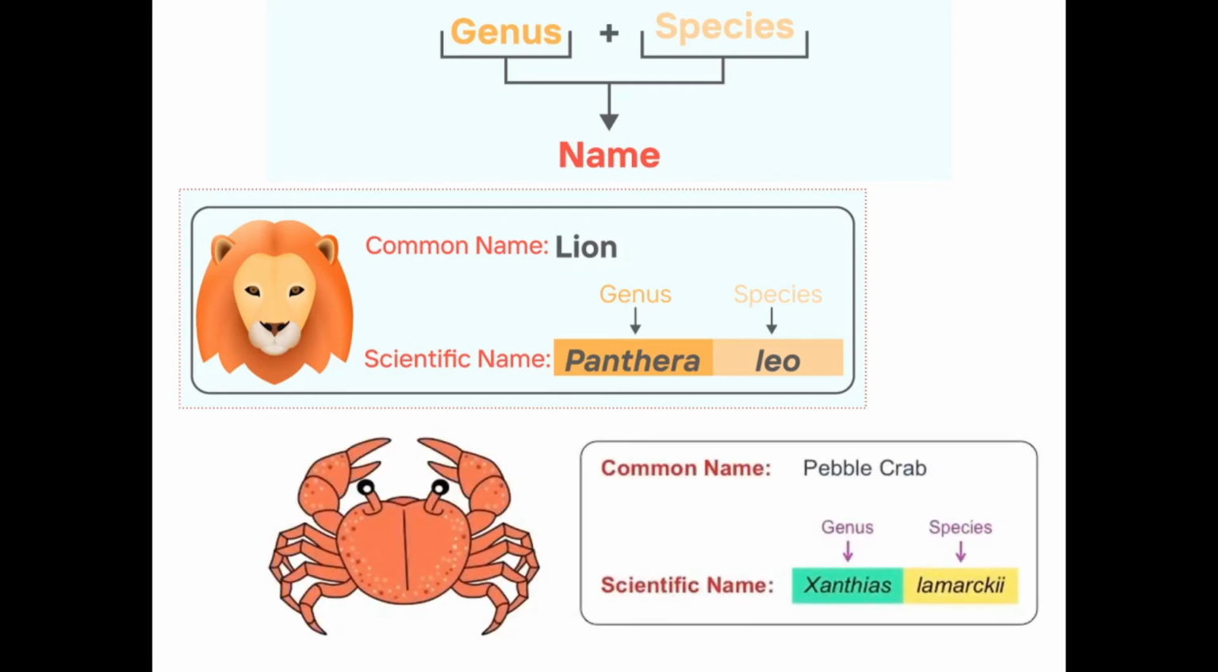And here you can see another organisms. The common name for this organism is pebble crab. Meanwhile, the scientific name using the binomial nomenclature is Xanthias lamarckii. Xanthias show us the genus and lamarckii show us the species. You can discuss the binomial nomenclature furthermore with your teachers.